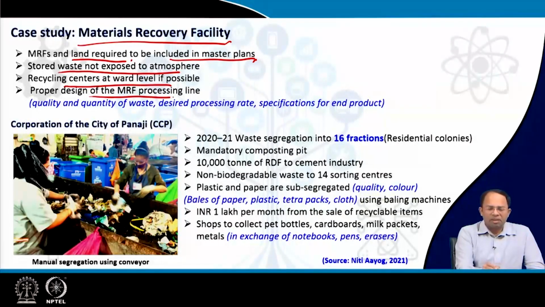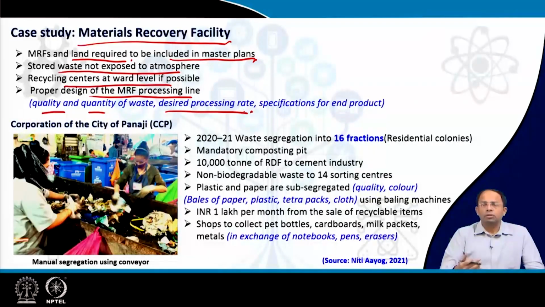The design of the MRF processing line, that is the sorting line, has to be designed properly. It is based on the quality and quantity of the waste that we receive. If it is mixed waste, the sorting line would be different; if it is segregated waste, the sorting line would be different. Then there is the desired processing rate, at what rate I am going to recover the material. If I want to recover more, I have to have more people engaged, so the processing line should be bigger. And then the specifications of the end product: how many categories we want to recover. Should I recover paper and different categories of paper, or plastic and different categories of plastic? So the hierarchy of waste has to be determined based on my requirement for the end product.